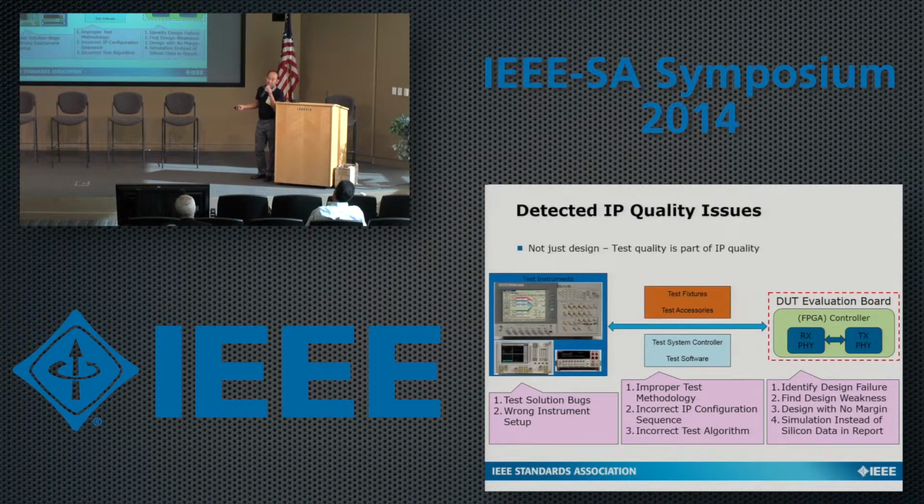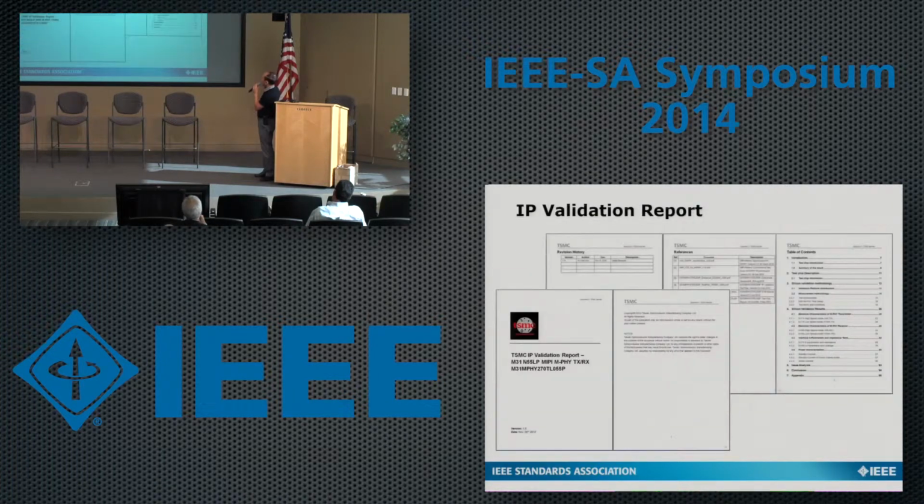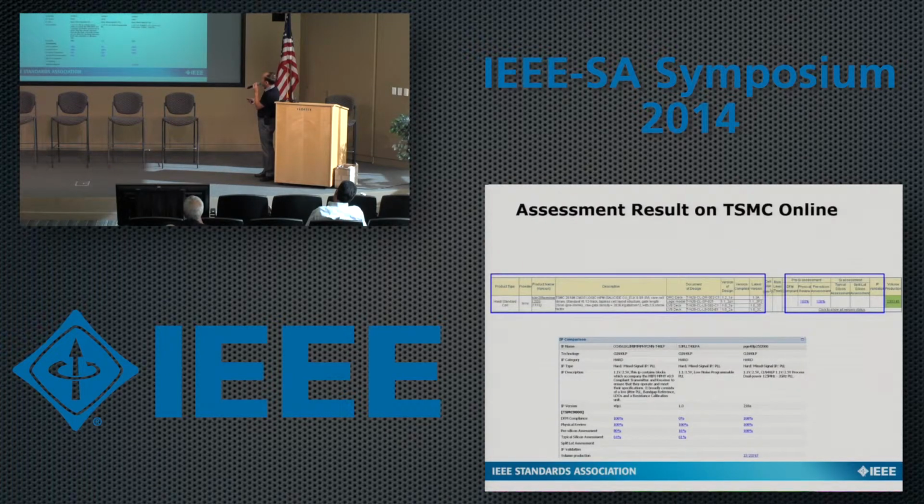So essentially the center ensures that there's consistency across the testing methodology and what we produce, what you actually want to measure. And then at the end, you get an IP validation report. So there's a standardized format coming out. And once it goes online, this is what the customer can see. You can search for the name of the IP, and you can compare them.